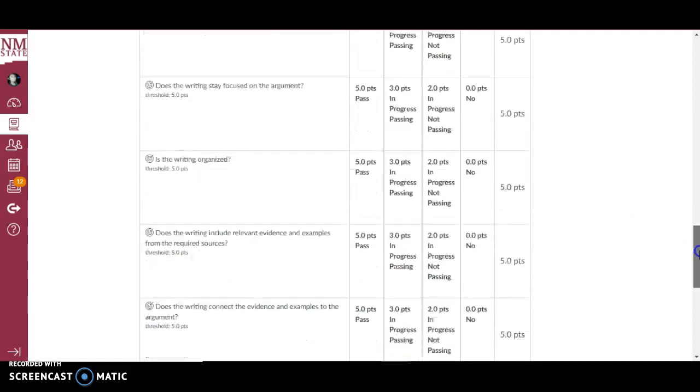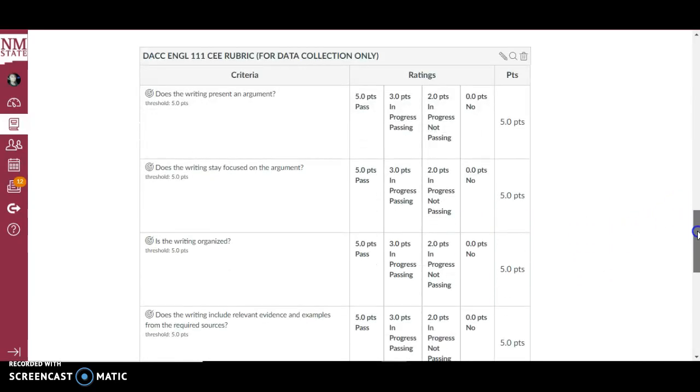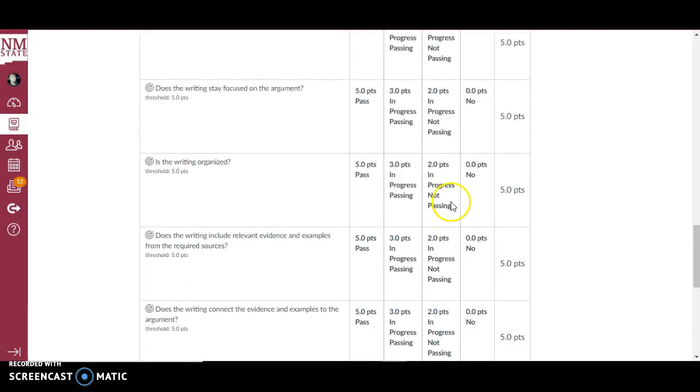Now, in order to pass the common exit essay, everything should be either a pass or an in-progress passing. If you get one in progress not passing or one no, then that means the essay is considered not passing and you have to revise it. Now, you don't have to revise every single thing. You just have to revise the areas where you got in progress not passing or no. So really the goal is to not have a lot of areas that are in progress not passing or no.